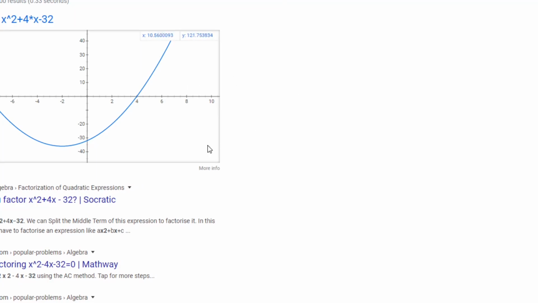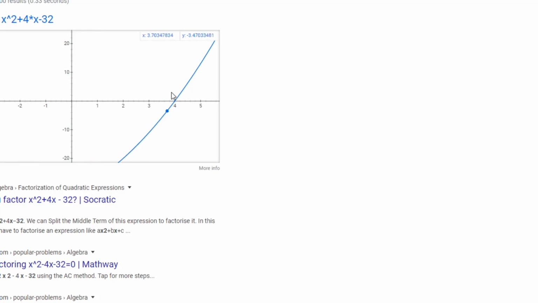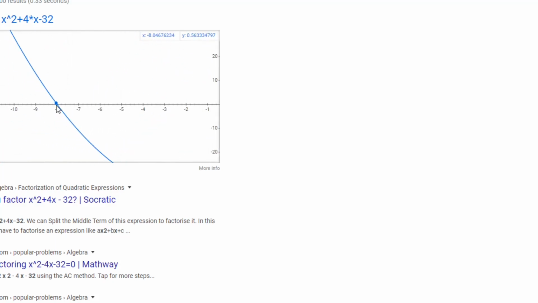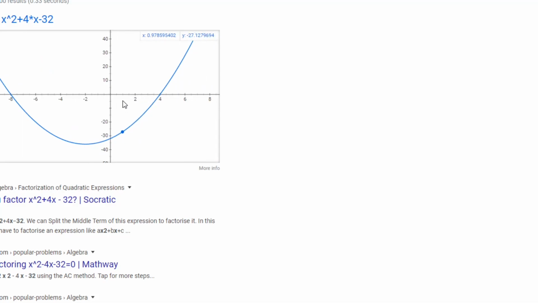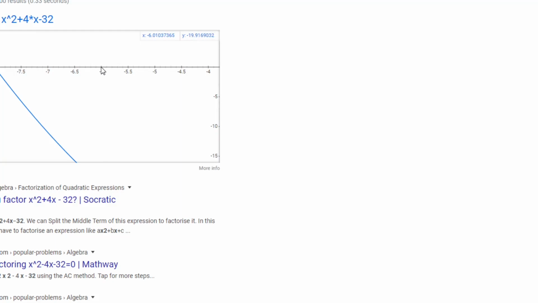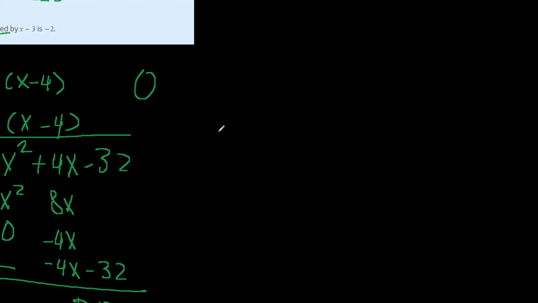Okay, so now let's look at this graph right here. I know it's not as big, but you see that at points 4 and negative 8, you have zeros, right? But now, let's pick a random point, and let's look at this point at negative 6 right here. As you can see on the top right of this little screen, when x is equal to negative 6, y is equal to negative 20, right?